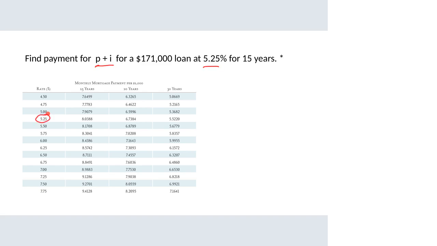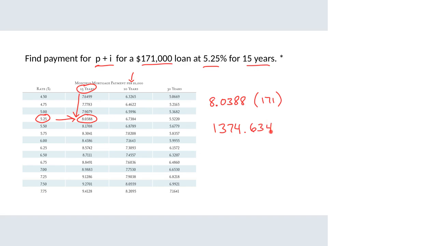5.25% is here. 15 years is here. So we look at where those come together, and that's this 8.0388. That's what we have to pay per thousand. So for every thousand we've borrowed, we've got to pay that much. And we borrowed 171,000. So we'll multiply by 171. And we'll have 8.0388 times 171.